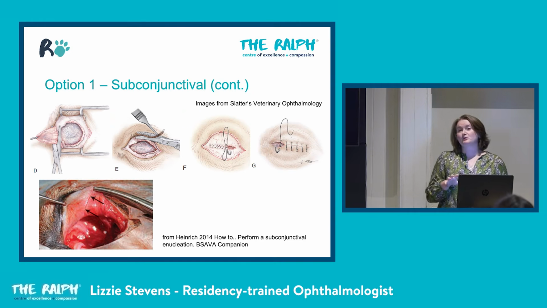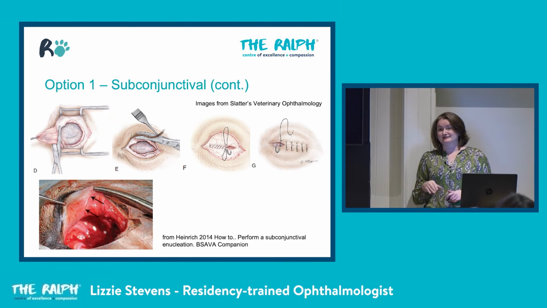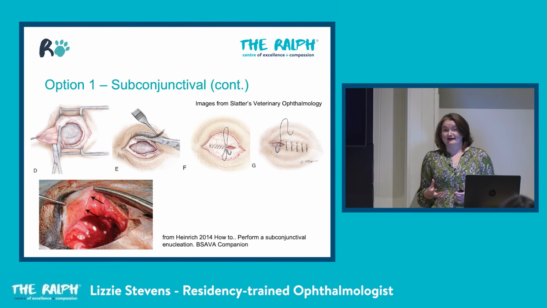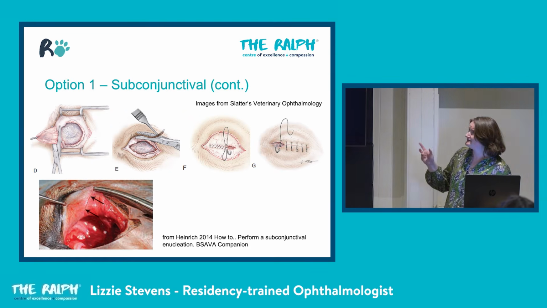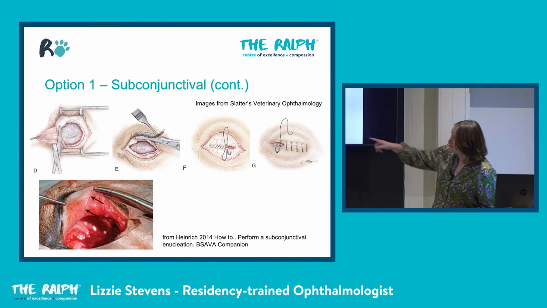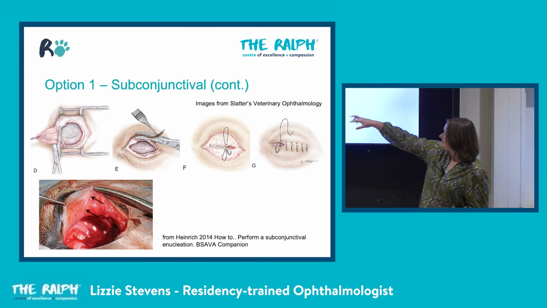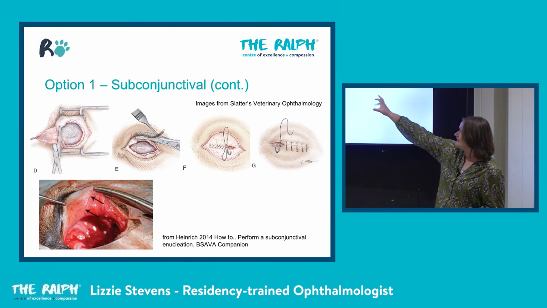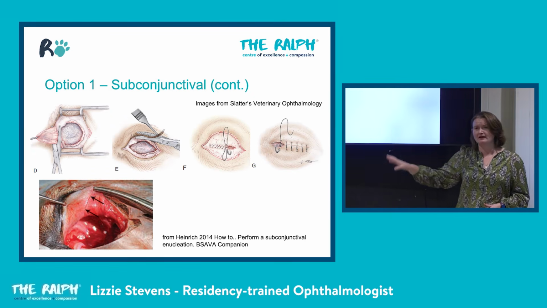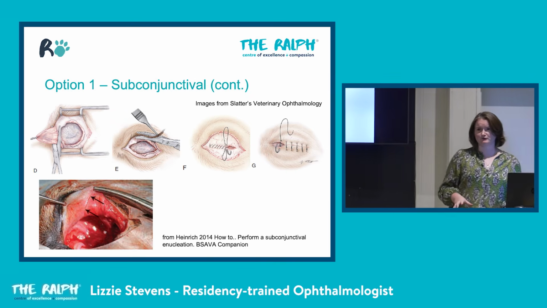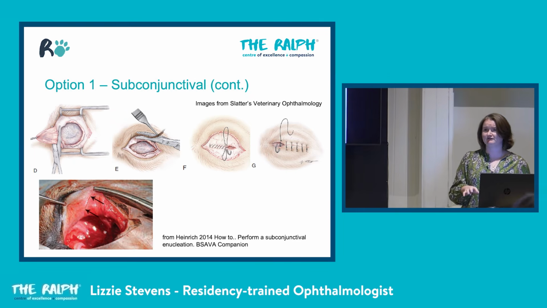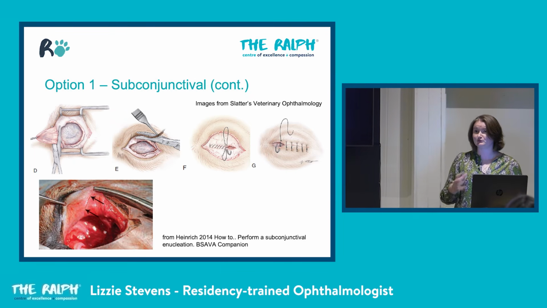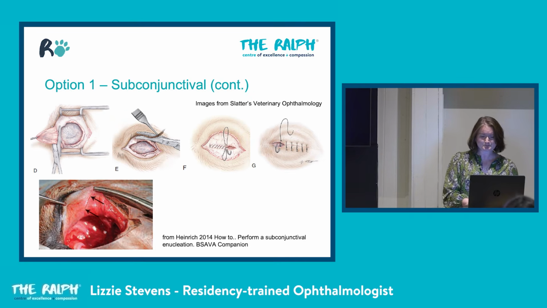The thing that makes people worried about the subconjunctival enucleation is, okay, well, what happens next? I've removed the eye. I've still got to deal with the third eyelid and the lids and the conjunctiva. And actually, I don't like these images from Slatters, because what they show you is cutting out the third eyelid, cutting the eyelid margin off, and then stitching it up. It's really important that you try and remove the conjunctiva, because if you leave conjunctival tissue behind, there is a risk that you will get a cyst form later on.